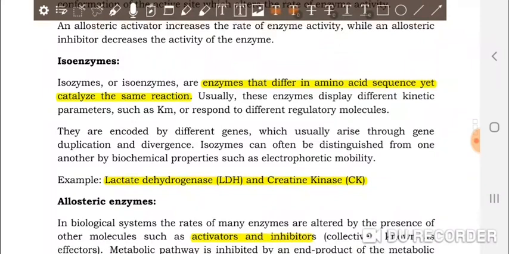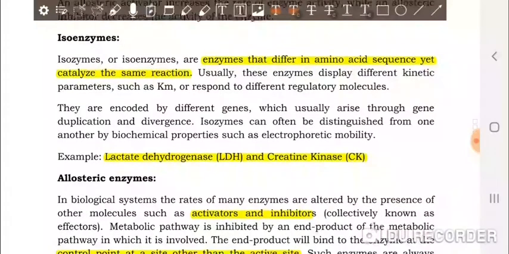The next one is isoenzymes. Isoenzymes are enzymes that differ in amino acid sequence but catalyze the same function. It is the same function but a different shape or configuration, a different 3D shape. So that is the isoenzyme. Iso means same catalytic activity but different structural conformations.